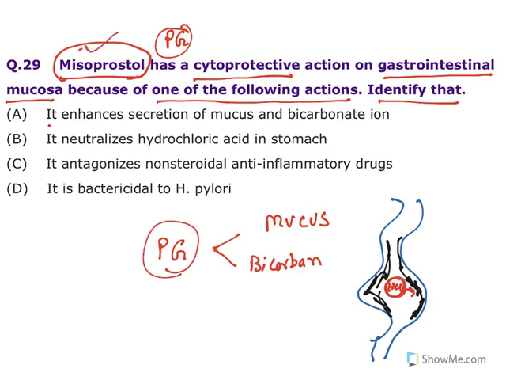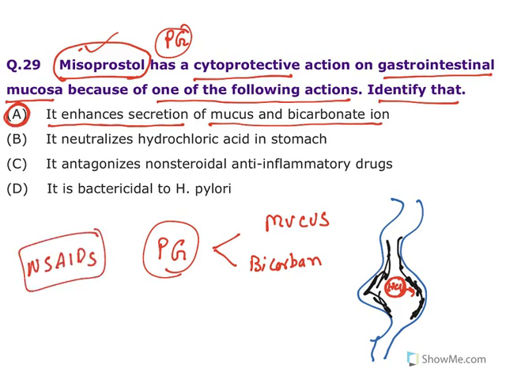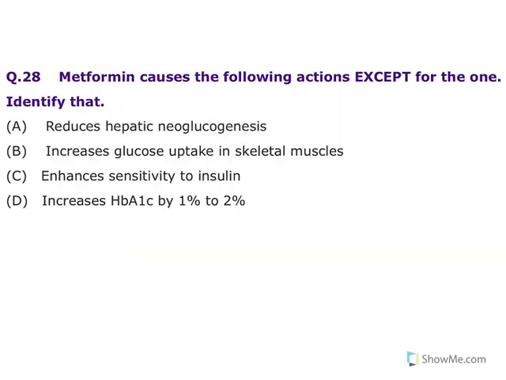Now, what is the option here? It enhances secretion of mucus and bicarbonate ion. So this is the answer. This is the reason why NSAIDs, when taken for a long time, will cause peptic ulcers. Why do they do so? Because NSAIDs inhibit the formation of prostaglandin. If prostaglandins are inhibited, mucus and bicarbonate are inhibited, and that damages our stomach. That is what results in ulcers. So NSAID side effects are related to the function of prostaglandin. What is the function? Enhancing the secretion of mucus and bicarbonate ion. Moving to the next one.